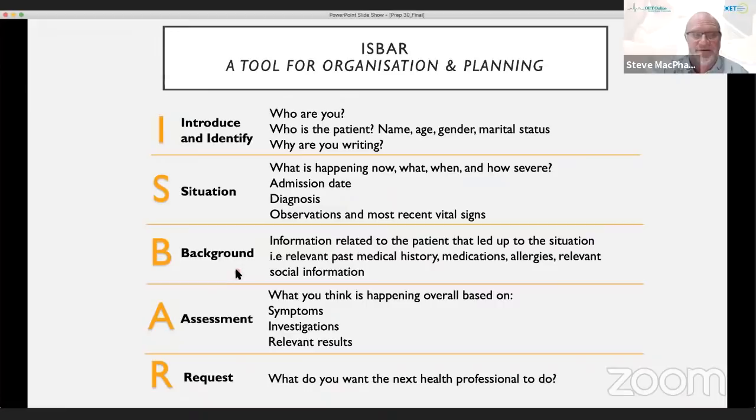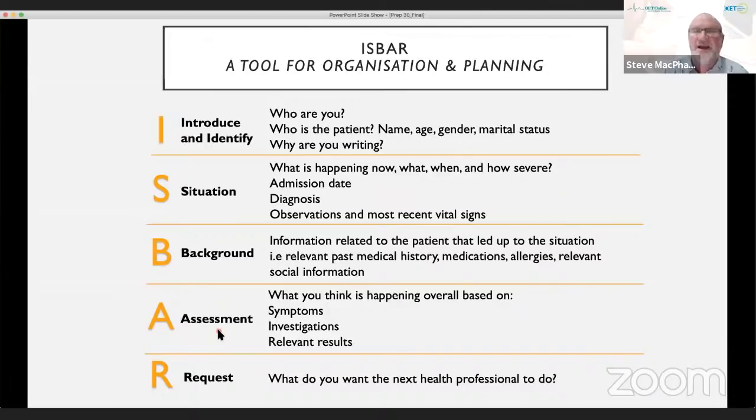Then we've got B. B stands for background. So that's information related to the patient that led to the current situation. What was happening before? It's not necessarily related to the current condition, but it could be a contributing factor or some relevant information. So we need to look at that. It could include past medical history, medications, allergies, relevant social information. That's all in the background.